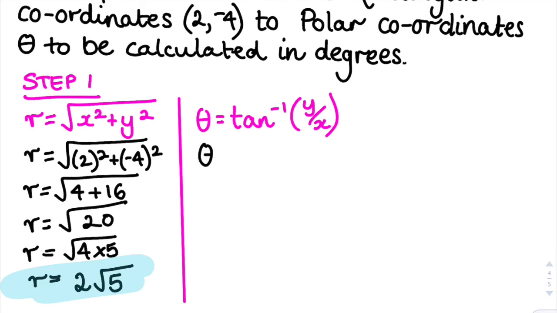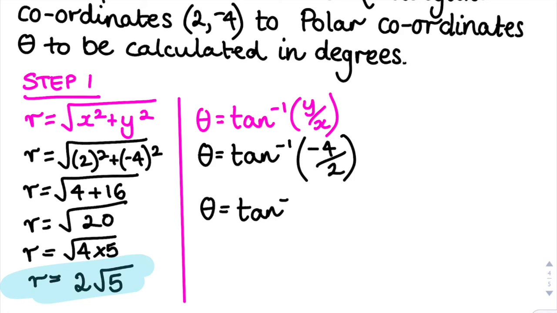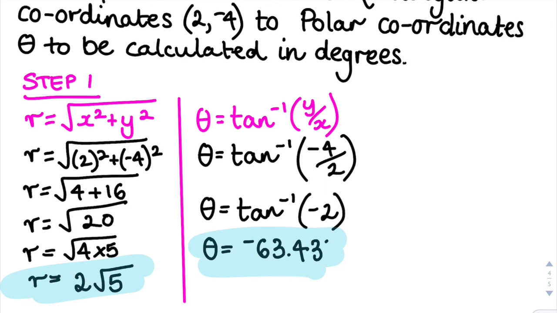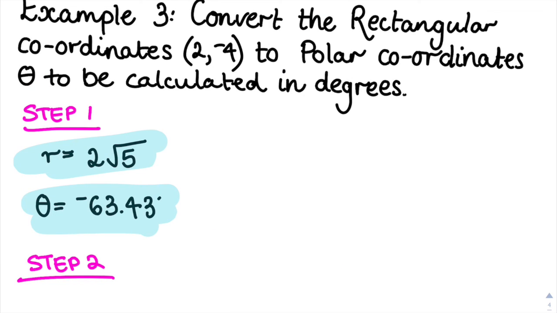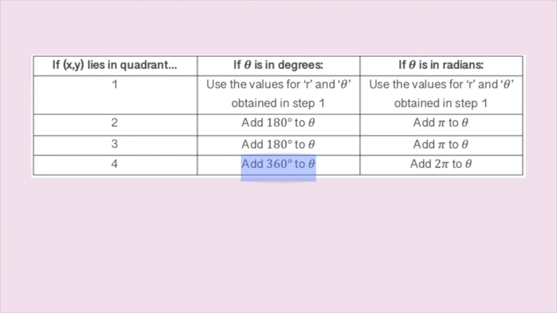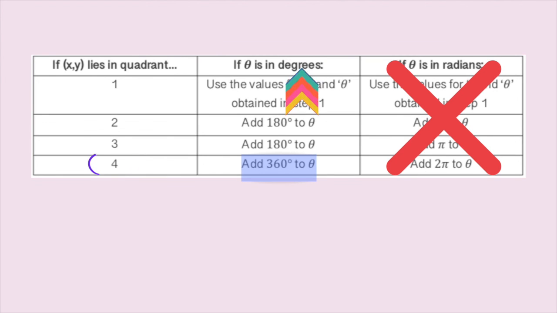For our theta, we have inverse tan of -4 on 2. This gives us inverse tan of -2. If we pop that into our calculator, we get -63.43 degrees. Step 2, identify the quadrant our xy pair lies in. 2, -4 lies in quadrant 4, so let's take that to the table. Since our xy pair lies in quadrant 4, we can see that we need to add 360 degrees to theta. Remember that we're working in degrees, so we focus on this element of the table, not the radians element.